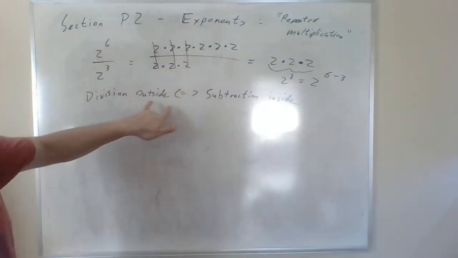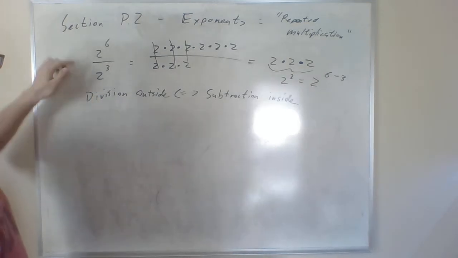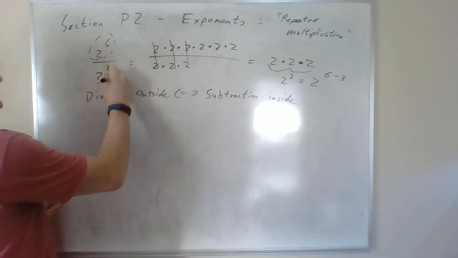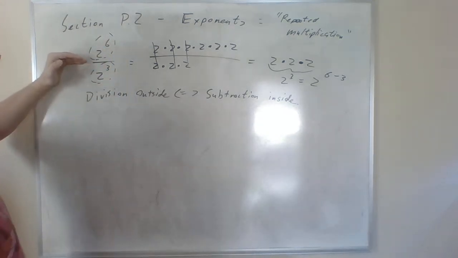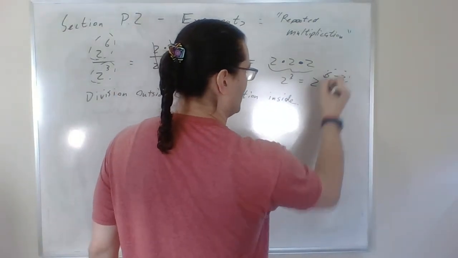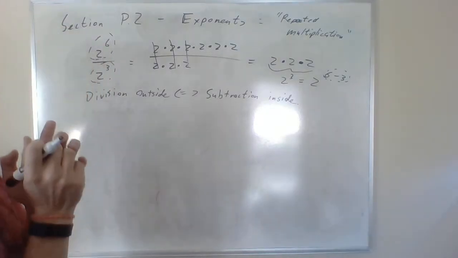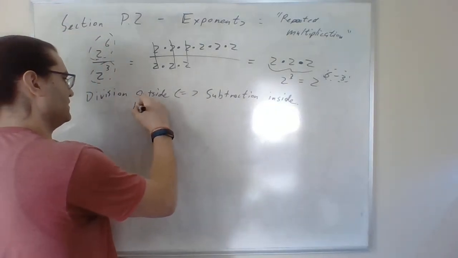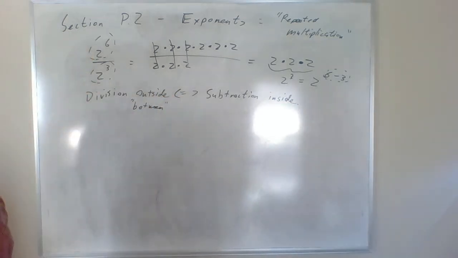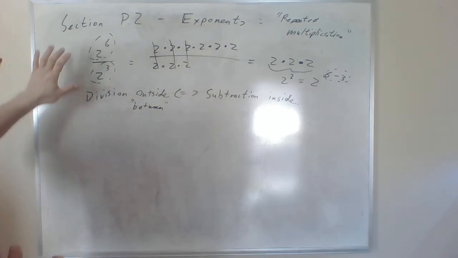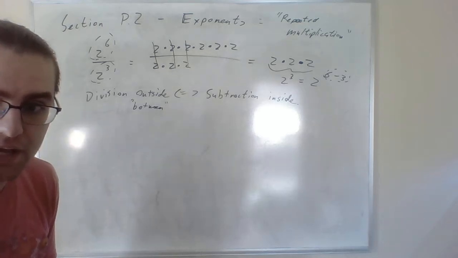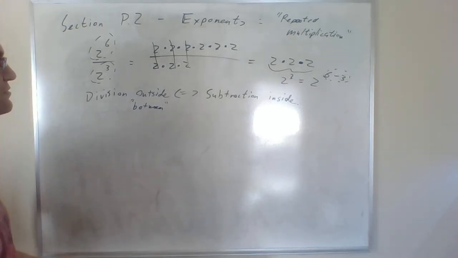Hopefully it's clear what I mean when I say outside and inside. Here I'm using outside because it's sort of like between the two. This is an exponential expression and this is an exponential expression, and the division sign is outside of that. And here the subtraction is inside of the exponential expression. Maybe between would be a better word there. I don't know. I've always, in my head, used this idea of outsideness and insideness. Hopefully that's clear. If it's not, ask me some questions about it in class. I will be happy to explain further.